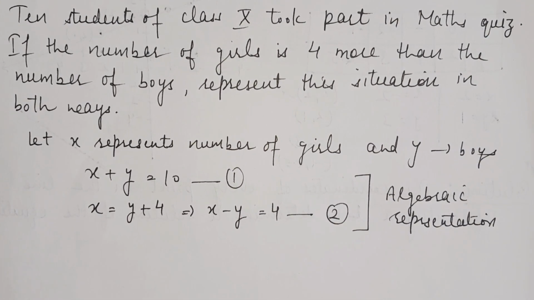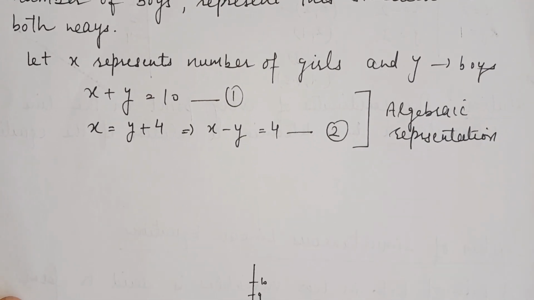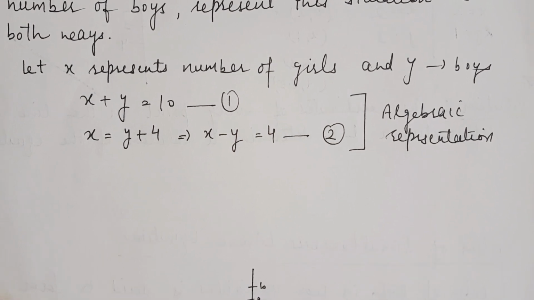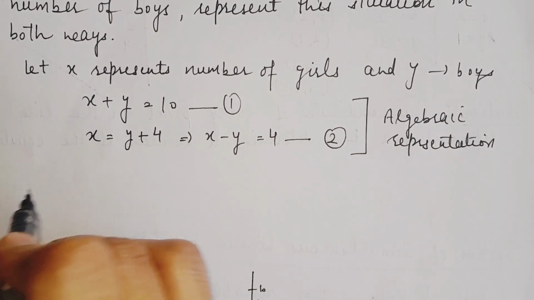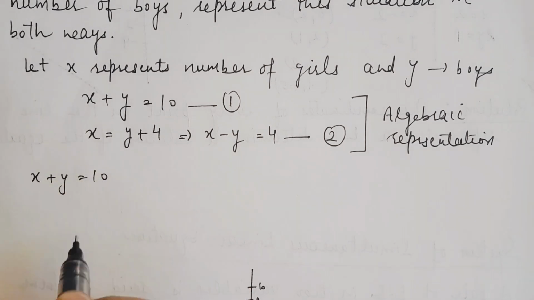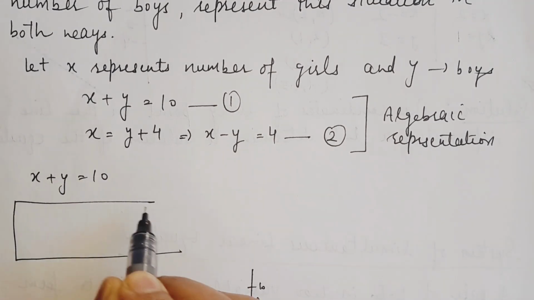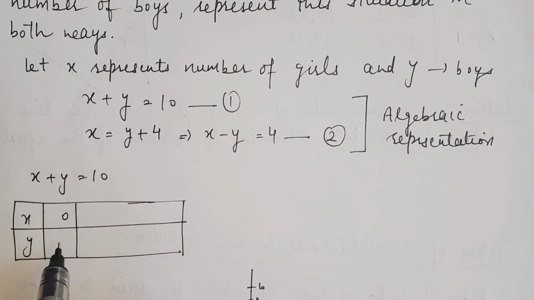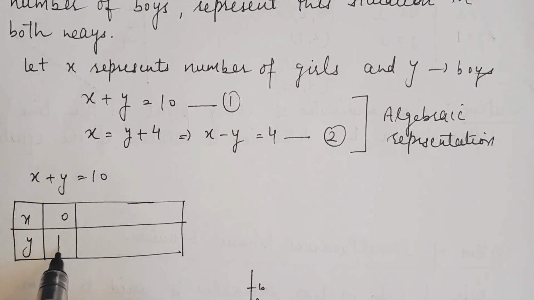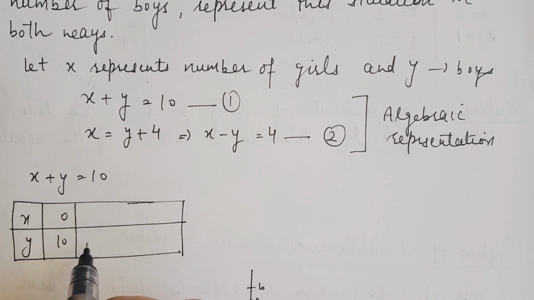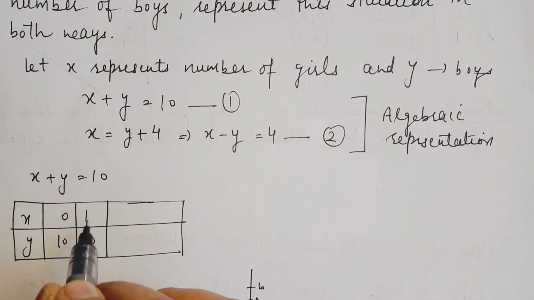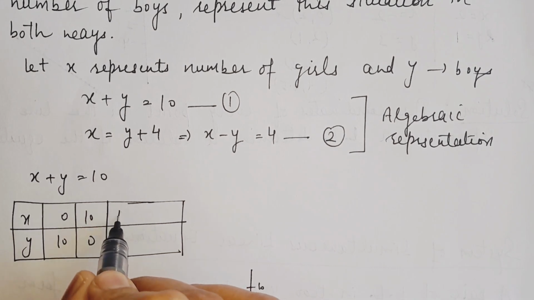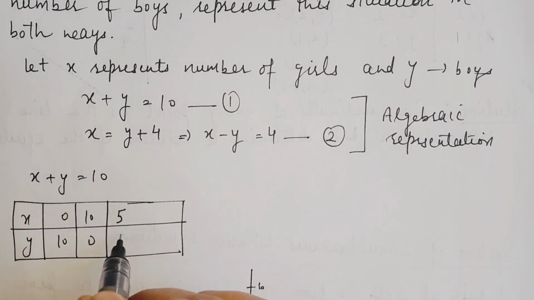Now we will represent this system of linear equations graphically. So first we have to find the solutions of both the equations. First equation is x plus y equals 10. So first we will find their values. If we take x as 0, then y will be 10. If we take y as 0, then x will be 10. So only 2 are also sufficient. You can take one more if you want. If we take x as 5, then y will also be 5.